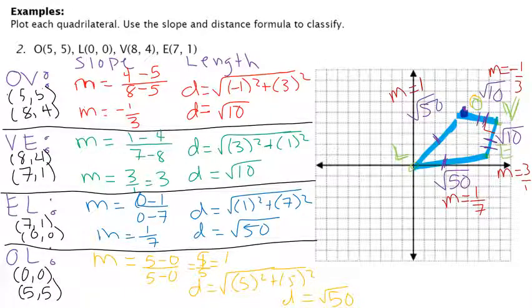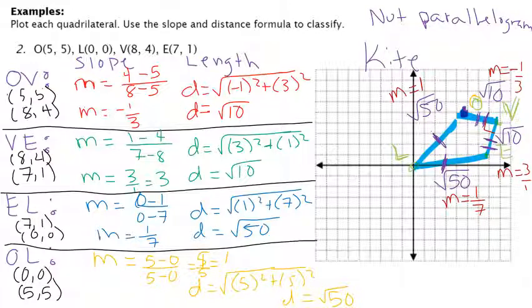Once we calculate the slope and distance for all 4 sides, we can see what our relationship is going to be. From this problem, we see that we have 2 pairs of sides that are the same, but notice that they're not the opposite sides, right? So this is actually not a parallelogram. If we look at our options, it ends up being a kite, right? Because we have 2 pairs of congruent sides, but they're the sides that are adjacent or next to each other. So we would classify this as a kite.